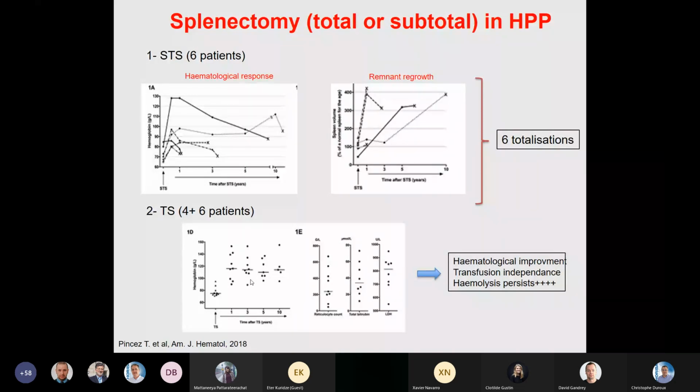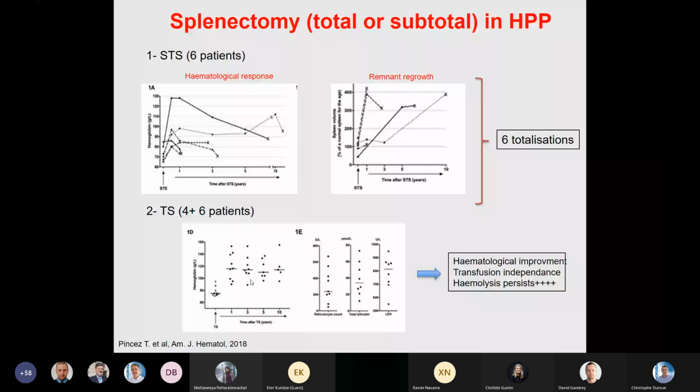So the splenectomy is efficient in terms of hemoglobin level and in terms of transfusion requirements, but there is still some hemolysis that persists way more frequently than what you observe in spherocytosis, meaning that in HPP, the fragmentation of these red blood cells with very weak horizontal interactions doesn't occur just in the spleen, but also occurs in some other places of the circulation.